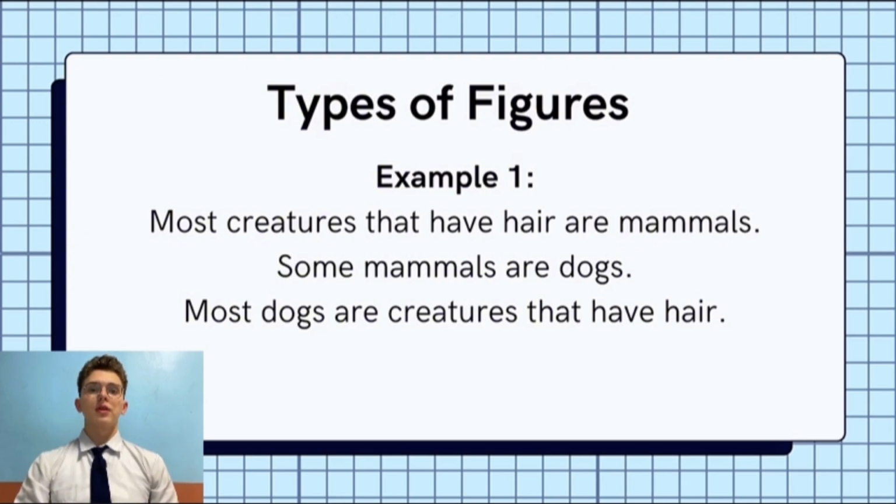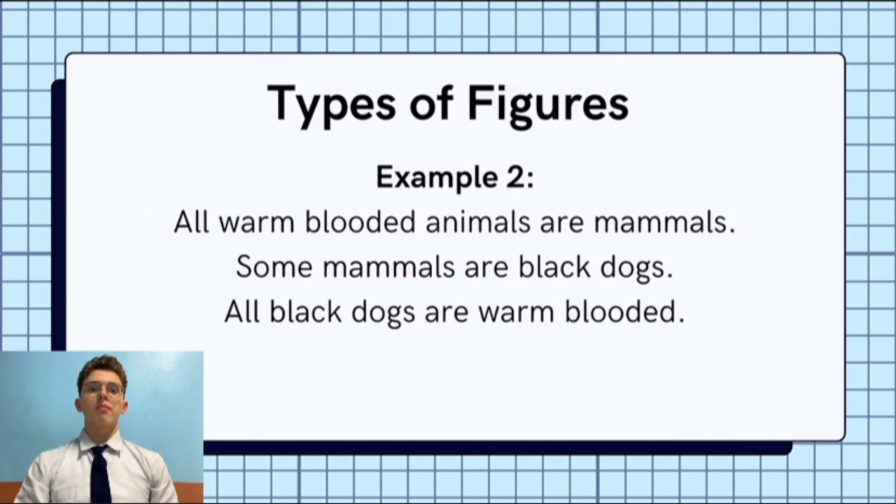Example 2. All warm-blooded animals are mammals. Some mammals are black dogs. All black dogs are warm-blooded. The middle term is still mammals. It appears on the right in the first premise and on the left in the second premise. Therefore, it belongs to figure 4.